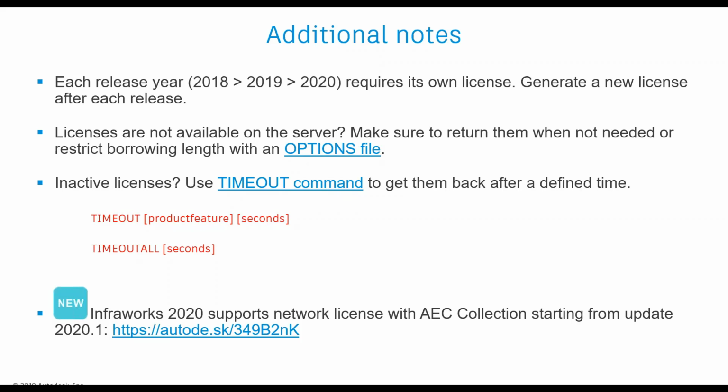Now, starting with update 2020.1, all AEC collections have the InfraWorks license included in their license file. So users who may already have an AEC collection only need to generate a new license file. That license file will have InfraWorks in there, and they only need to update to 2020.1 for InfraWorks to work. So that could be very helpful for customers who are already working in a network licensing environment.